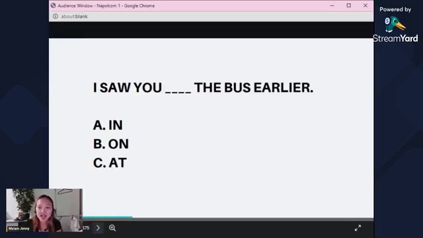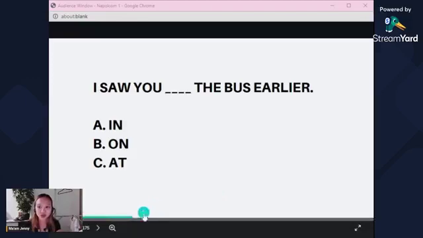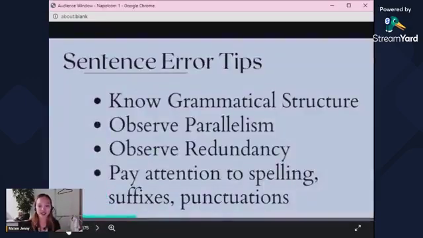Now let's proceed. I saw you blank the bus earlier. Nako, buti na lang at hindi kita nakita sa bus. Hindi ko ito masasagutan. Okay. So is it in, on, or at? Comment your answers. Okay. Correct answer is on. Nakakalakad ka sa bus, nakakatayo ka, it's on. Okay? I saw you on the bus earlier.